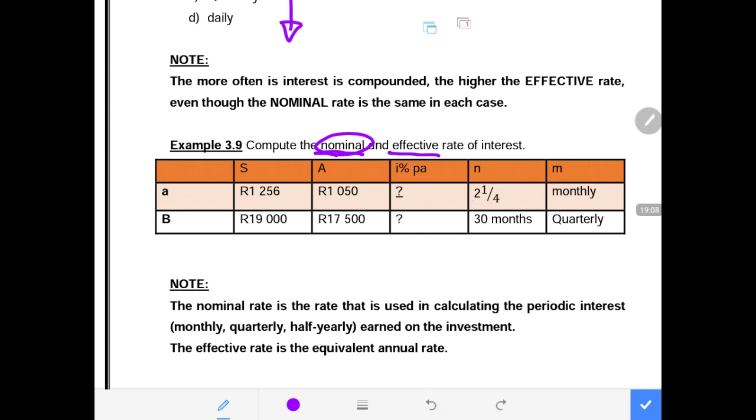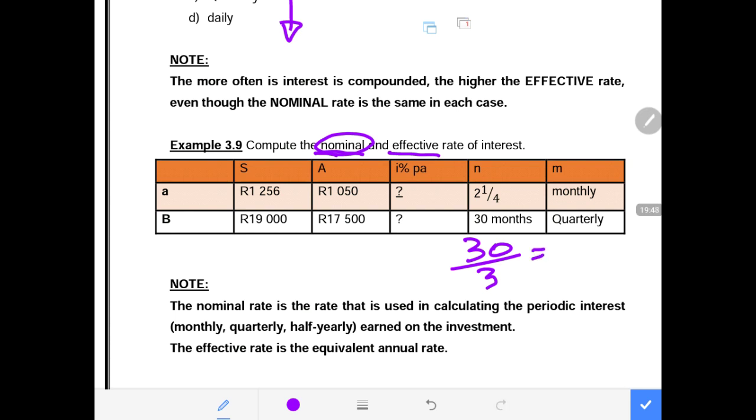So in other words, if we have 30 months, how many quarters do we have in 30 months? Take note of that. Therefore, we need to divide by the number of months in a quarter. If your n is in months, we divide by the number of months in a quarter. Why so? Because a quarter is 3 months. So we need to divide by the number of months in the compounding period.